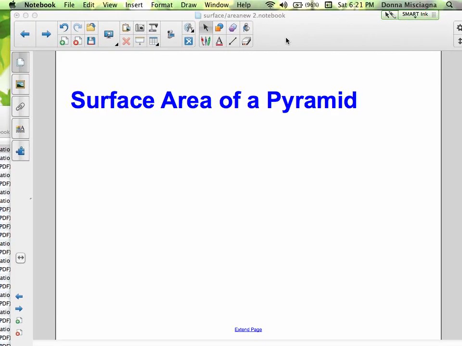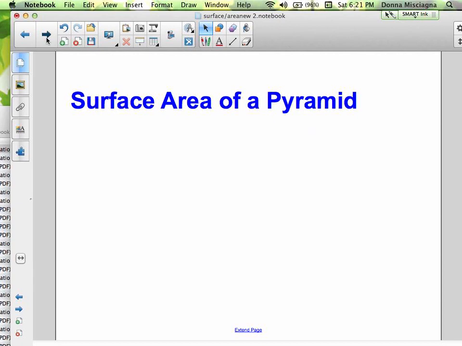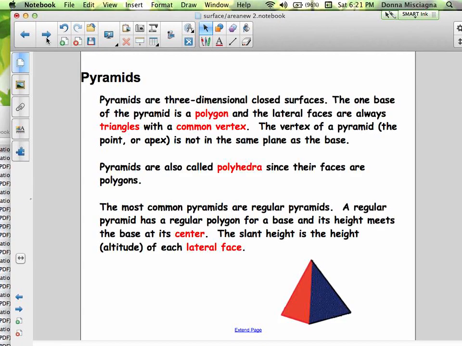Welcome to surface area of a pyramid. So now we're going to be finding the surface area of pyramids. All right, so just a little review of pyramids. Pyramids are three-dimensional closed surfaces.